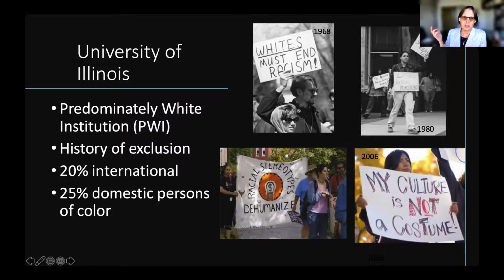So the context of the study is, again, at the University of Illinois. It's what we call a predominantly white institution that is historically a majority white. At some points, they did not allow different kinds of people based on racial category to come to campus. There was a time where, for example, African Americans were not allowed to live on campus. So it has a long history of exclusion, although now it's very diverse. It has this legacy of being racist. It has a 20% international population, 25% domestic persons of color on campus, and about 45,000 to 50,000 students.